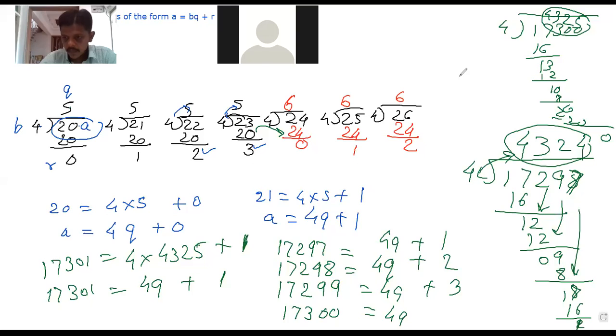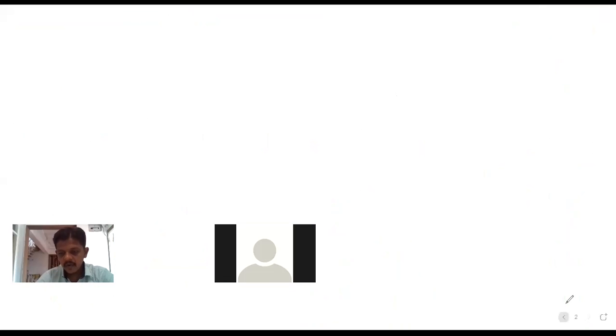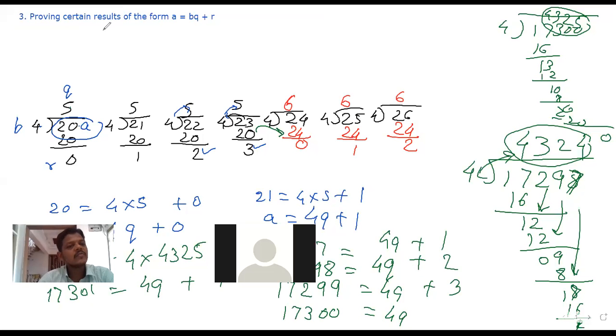Now take down a question. Have you written the type? What have you written? Proving certain results of the form A is equal to BQ plus R. Write below this here.